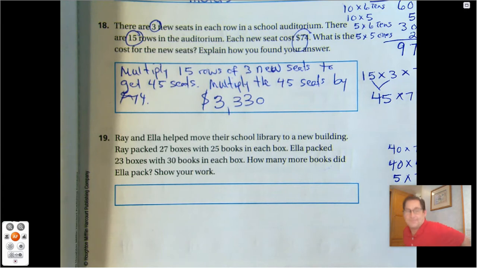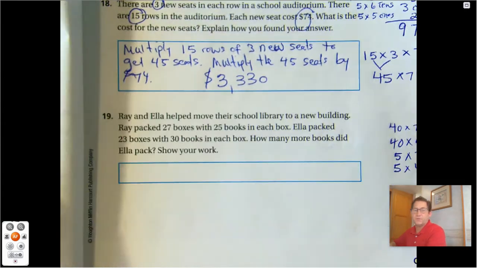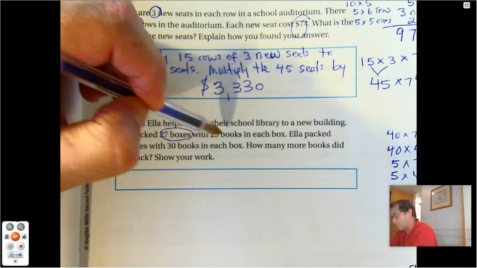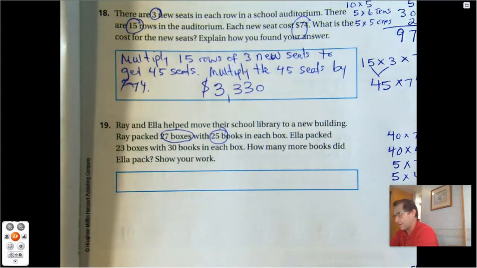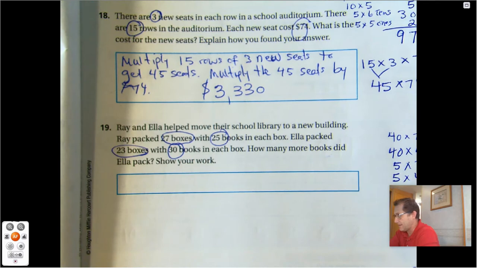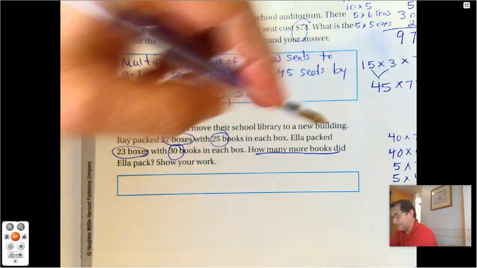19. Ray and Ella helped move their school library to a new building. Ray packed 27 boxes with 25 books in each box. Ella packed 23 boxes with 30 books in each box. How many more books did Ella pack? How many more tells me to subtract.